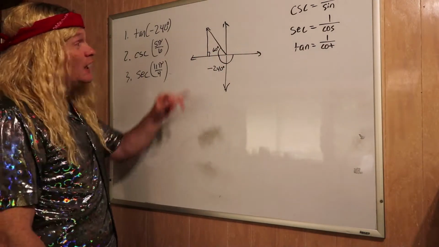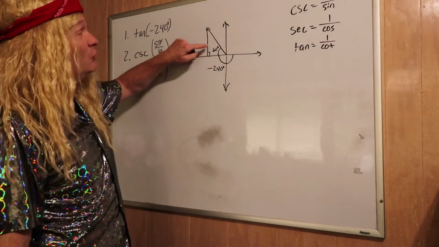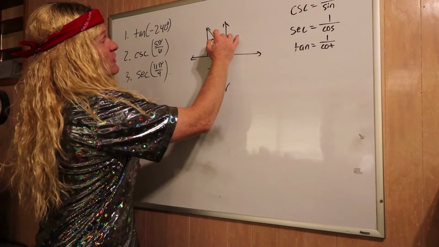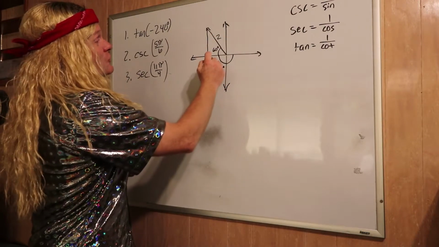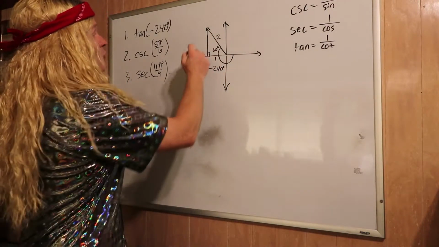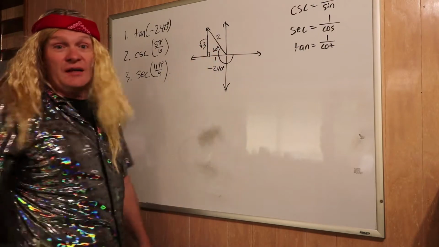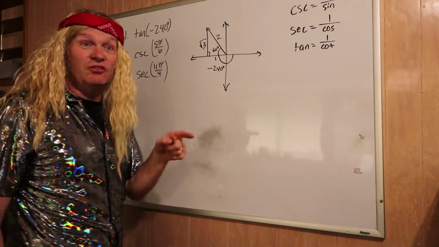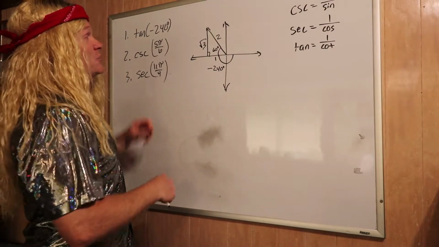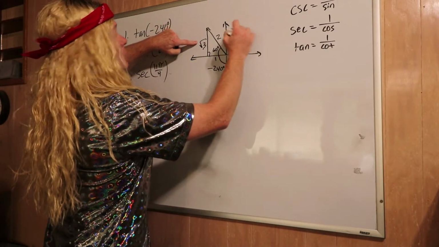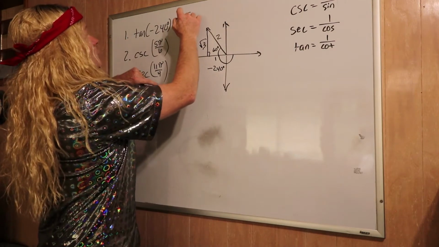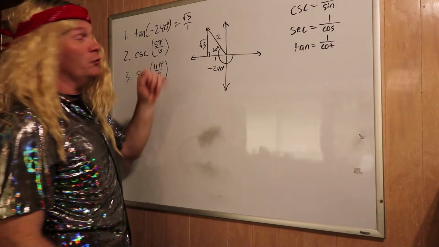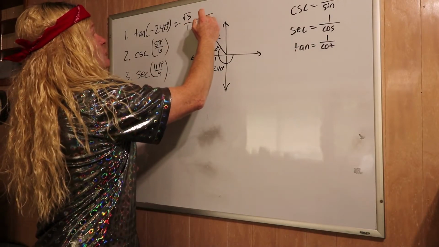On your sheet, you got the special triangles, right? One of the special triangles is the 30, 60, 90. And for a 30, 60, 90, the hypotenuse is 2, the short side is 1, and this side is the square root of 3. Okay, we're looking for tangent. Remember, tangent, SOHCAHTOA, is opposite over adjacent. So it's square root of 3 over 1, which is just square root of 3.